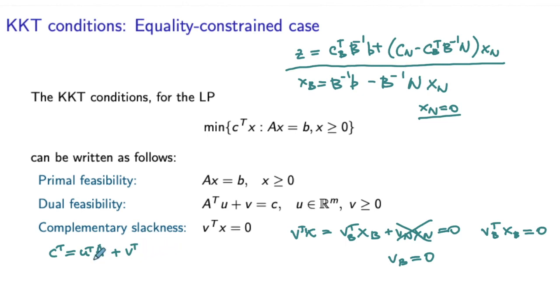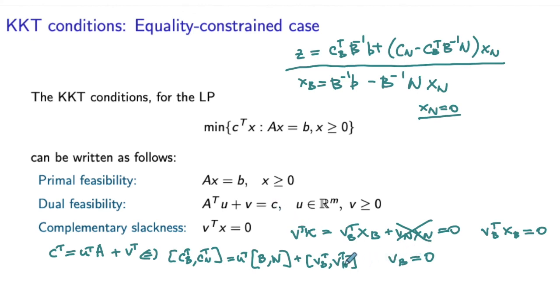And now we are splitting everything into basic and non-basic parts. This will be equivalent to CB, CN, all of this transposed, equals U transposed, then the matrix A will consist of B and N. And then V transposed will consist of the basic and non-basic parts. So we'll have VB and then Vn, of course, both transposed.